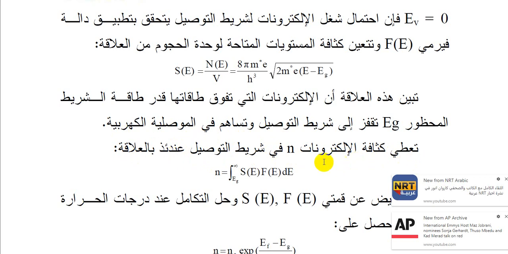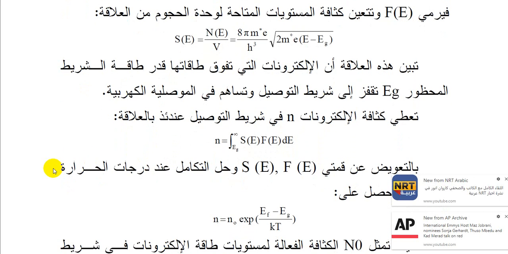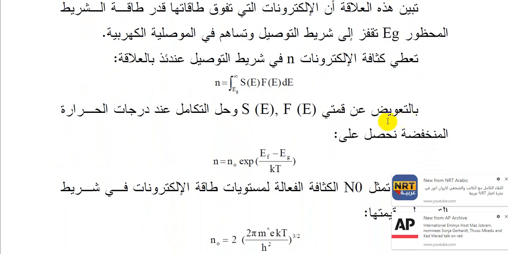يعني تعطى كثافة الإلكترونات N في شريط التوصيل عندئذ بالعلاقة. By evaluating, this is the relationship: N equals the integral from E_G to infinity of S(E) F(E) dE. Evaluating the values of F(E) and S(E) and solving the integral at the temperature yields, يعني ينتج أو نحصل على, we get.